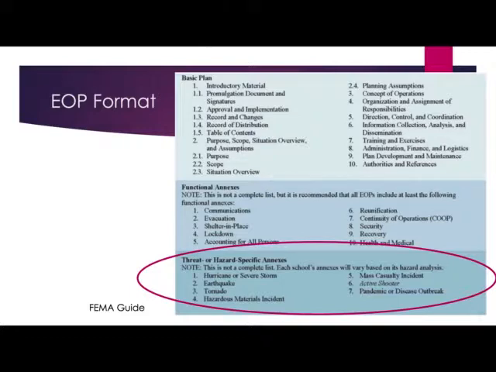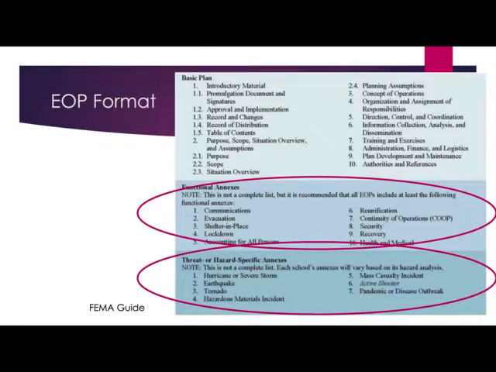Let's begin by developing the evacuation annex for your plan. Recall that the functional annexes include all the activities necessary to respond to a threat that are done consistently in any emergency. For example, whether you're evacuating your facility for a bomb threat or a gas leak, the process of evacuation is always the same.